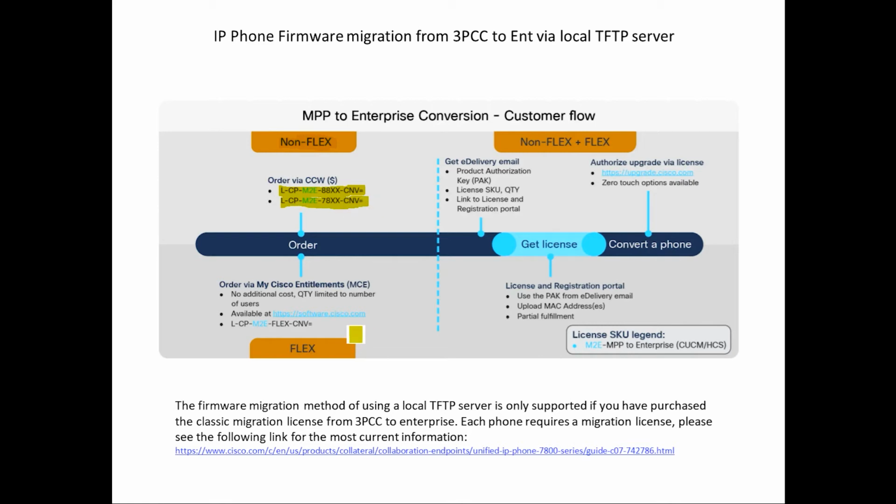The flex licensing is based upon a subscription. This is something I do not have, but in your case, if you have a subscription, then this is something you'd want to leverage. What we're going to be doing basically is placing the physical licensing on the local TFTP server. We'll take a look at this in a few moments. We do need to have a license for each phone. So each phone that we're going to be doing a firmware migration on does require a migration license. The license is actually tied to the phone's MAC address.